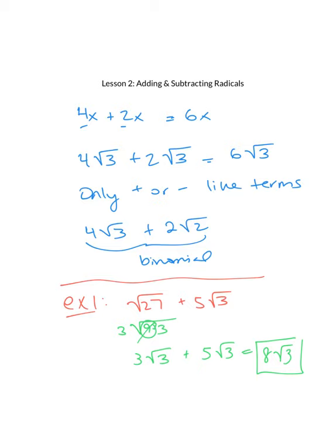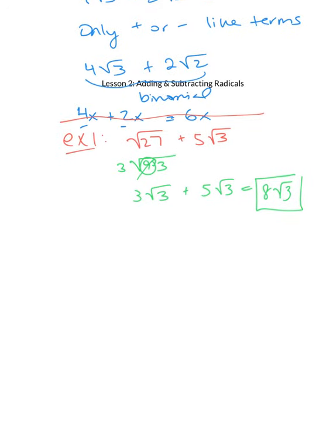Okay, so it's really not too bad. I'll show you one more example, and then we'll do some more today in class. Example 2: the square root of 18 plus 2 radical 3 minus the square root of 8.